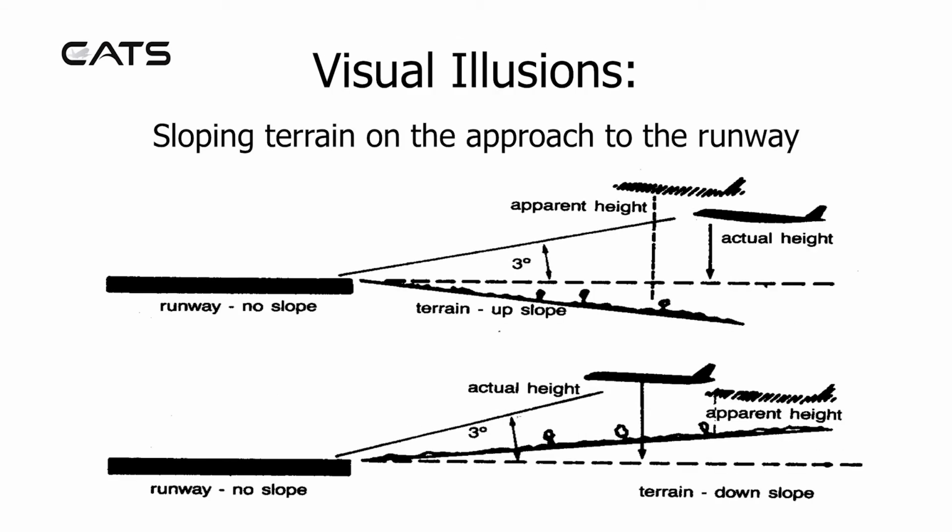Similar effects may occur when approaching upsloping or downsloping terrain towards a level runway. In the top image, the terrain is upsloping, and the pilot feels higher than normal, therefore may wish to undershoot. With downsloping terrain towards the runway, the pilot may overshoot.